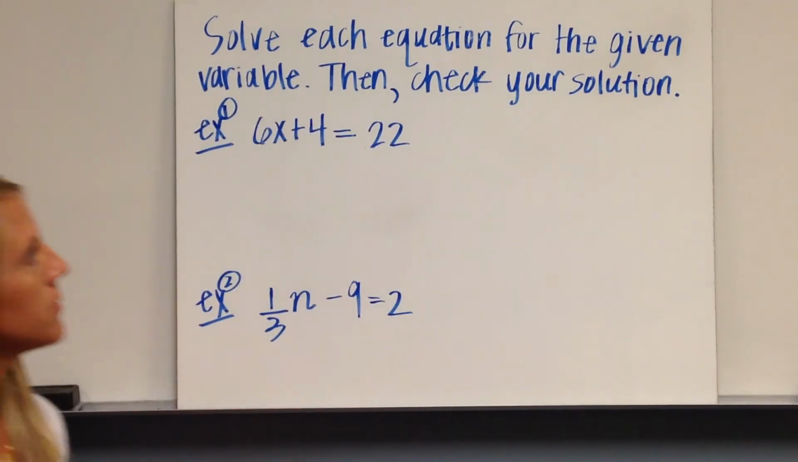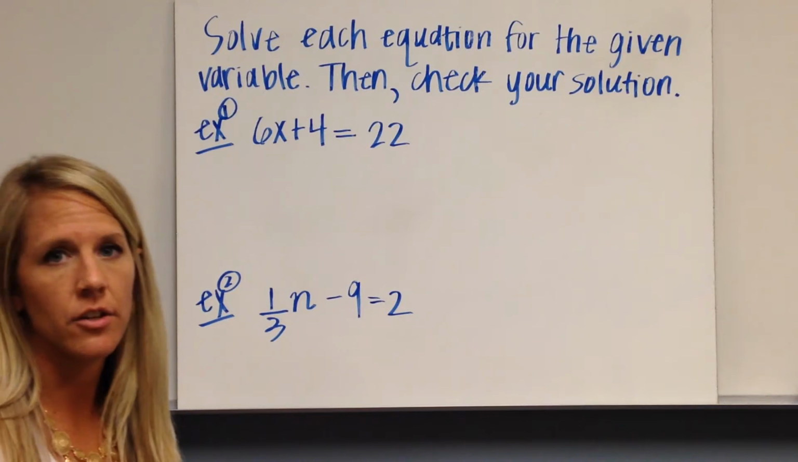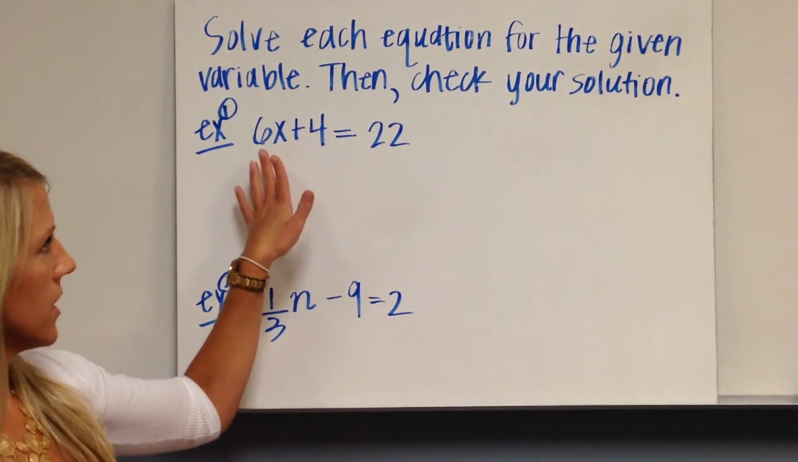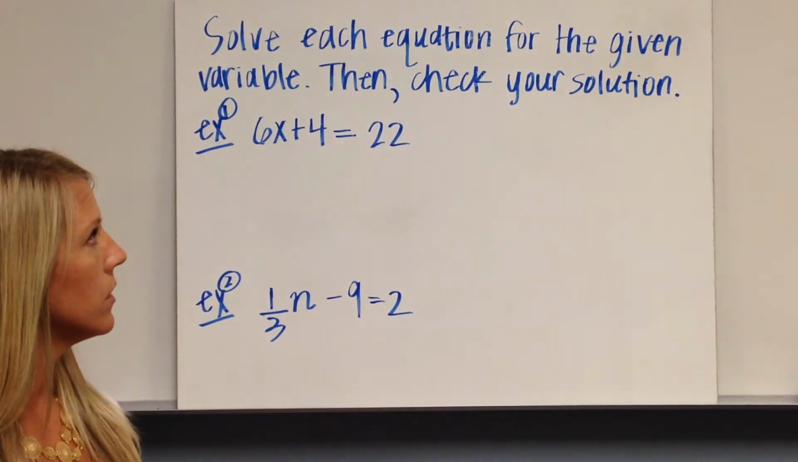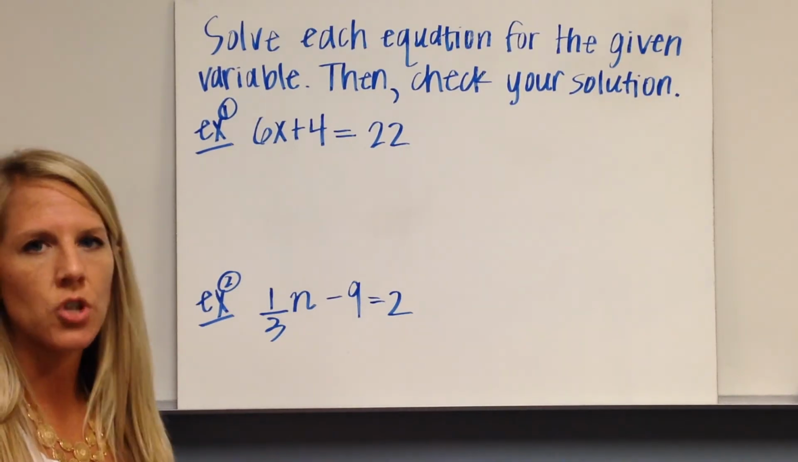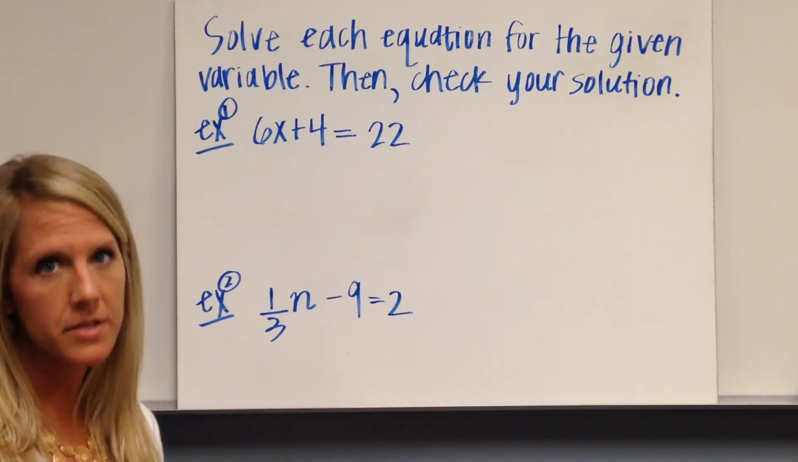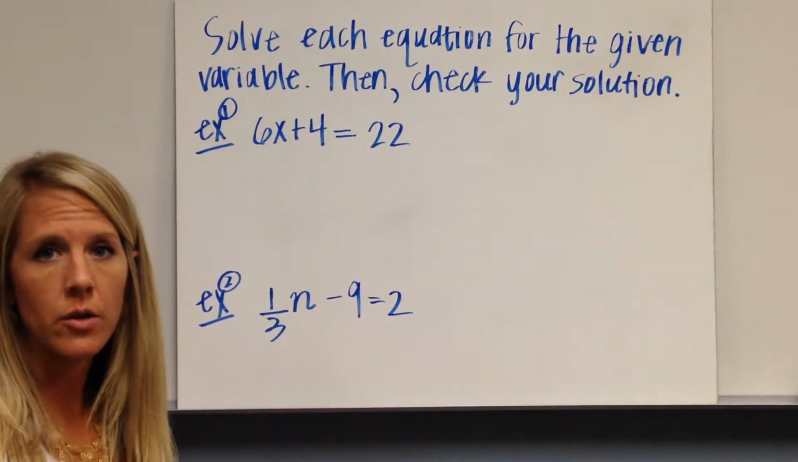We're first just going to look at some examples here. It says solve the equation for the given variable, then check your solution. So this says 6x plus 4 equals 22. So what does that mean? 6 times some number plus 4 must equal 22. So we could kind of do a trial and error thing with that until we figure out 6 times 12 plus 4 is 22. And maybe some of you already have that. But let's learn how to solve these simple linear equations.